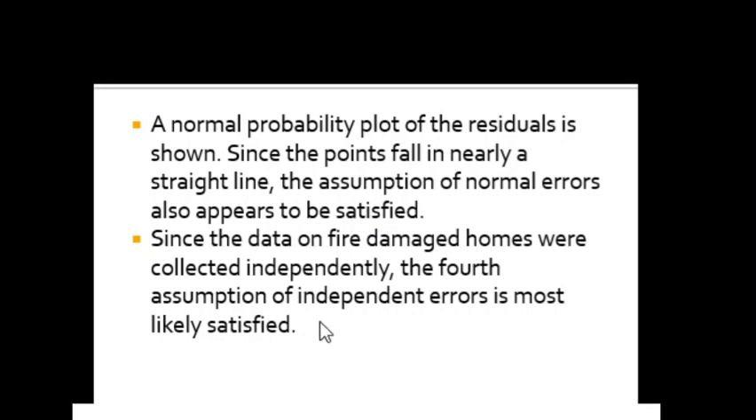And the fourth assumption is that we have independent errors. Which is again satisfied, since the way the data was collected, each of the fires were independent of each other. So that way the residuals are also independent of each other.